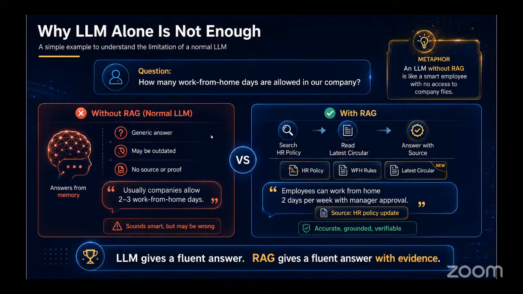Let's start the session. Before we understand RAG, first of all, we should understand the problem with normal LLMs. Yesterday, we discussed the LLMs. So what is the drawback of ChatGPT? What is the drawback of Claude? What is the drawback of Gemini? Do you have any idea?